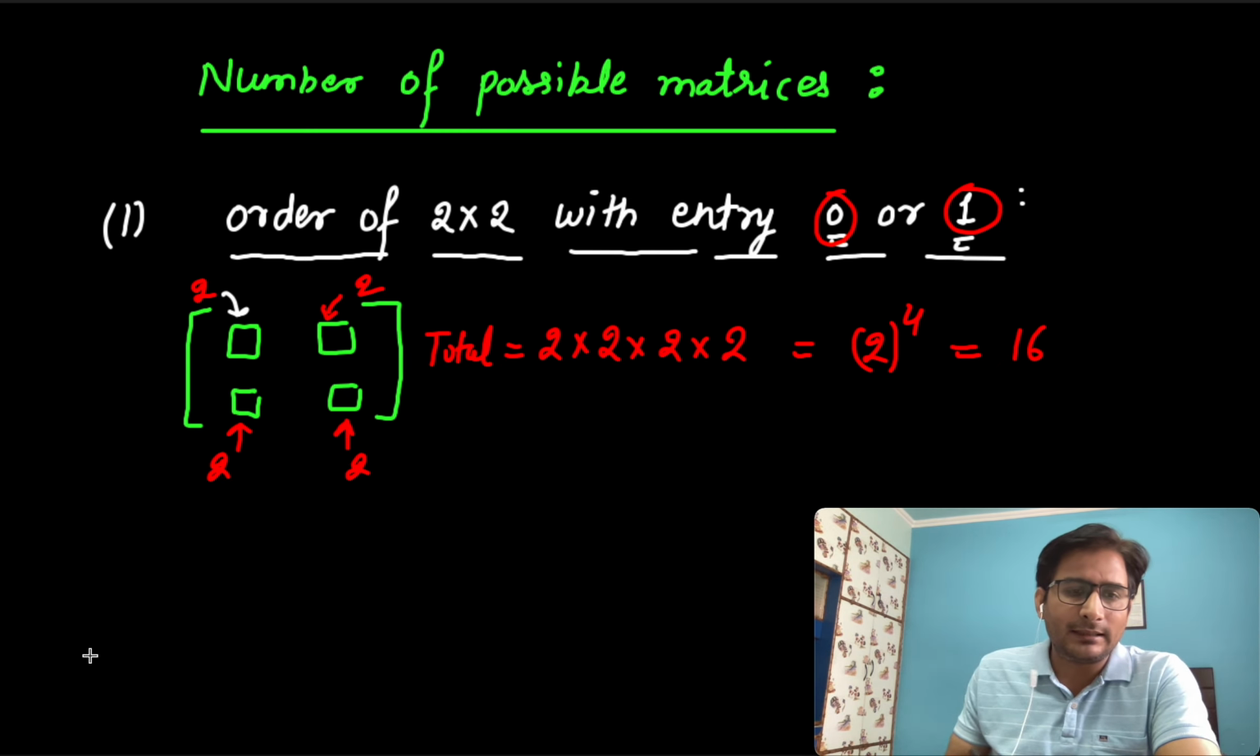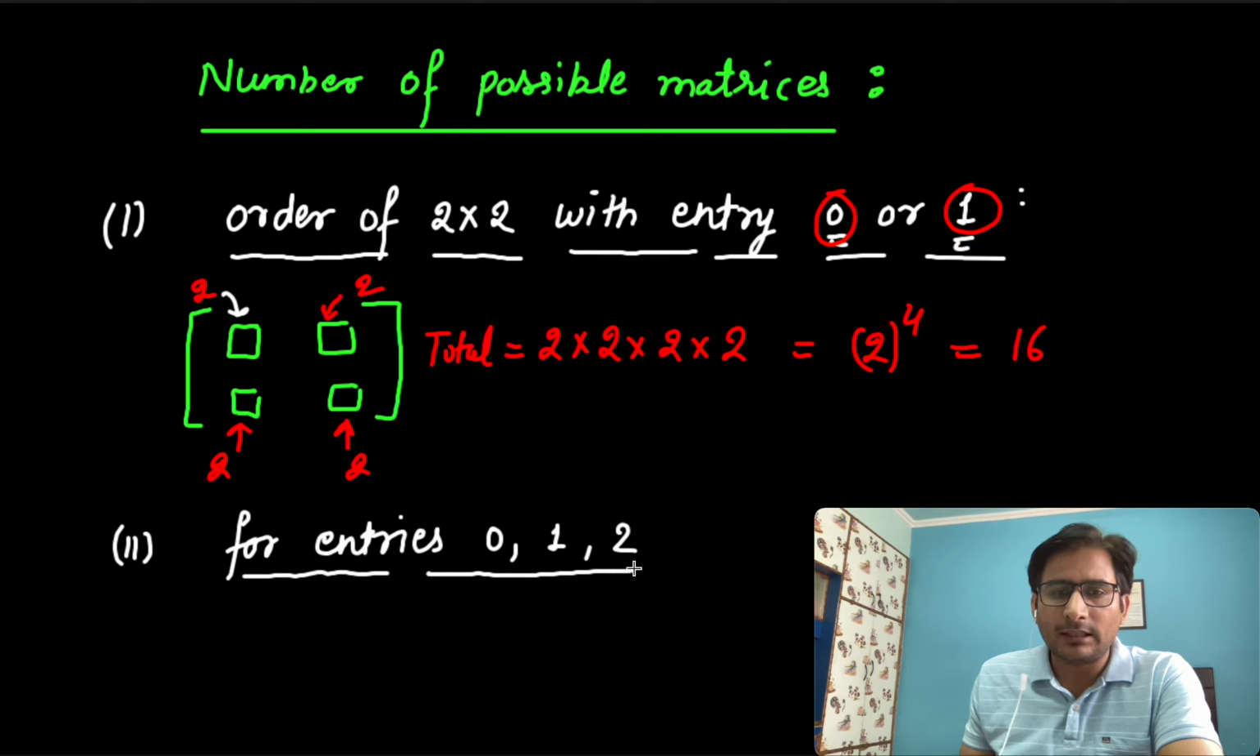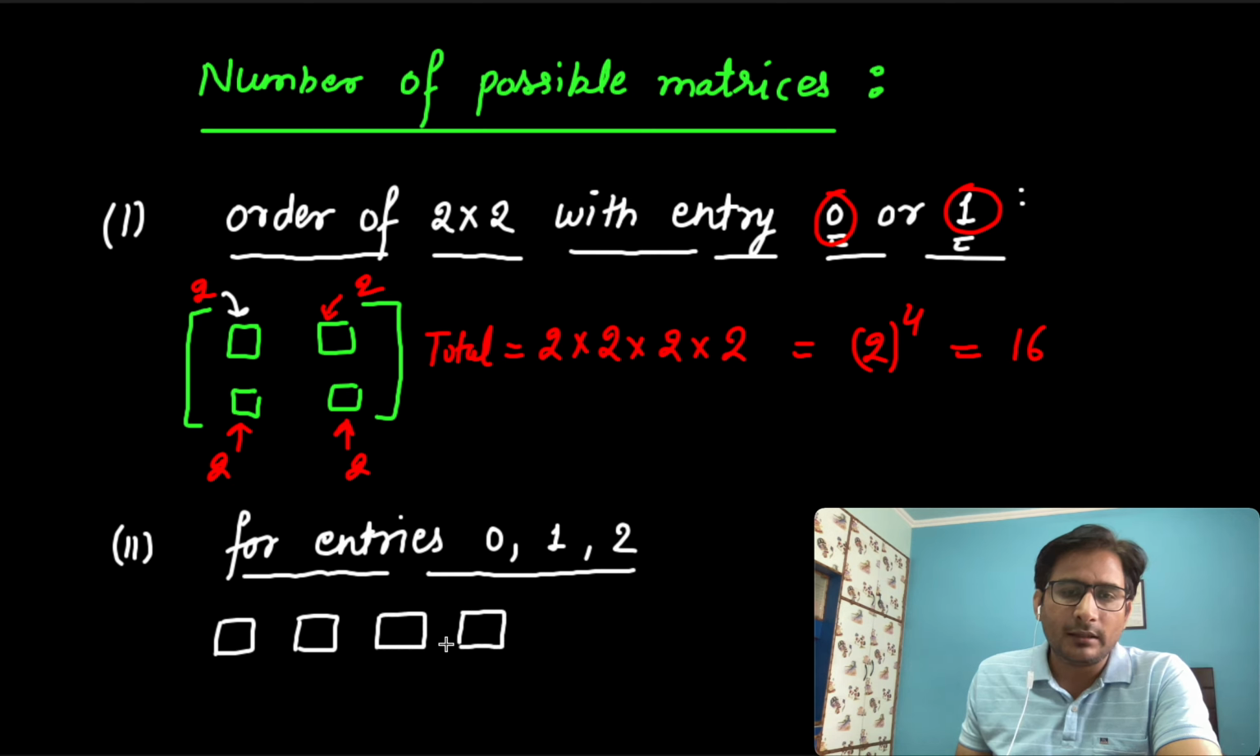So let us take another example here to understand this concept. Suppose I change the entries, and suppose the entries are 0, 1 and 2. So what is the number of possible matrices in this case if the entries are 0, 1 and 2? There are 4 element places in a 2 into 2 matrix, and this place can be filled in how many ways now?